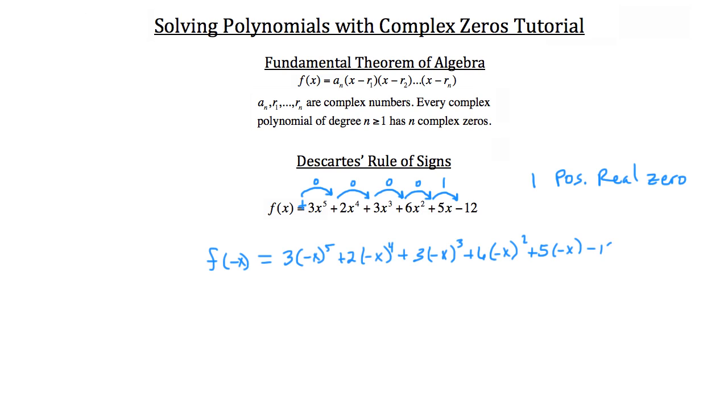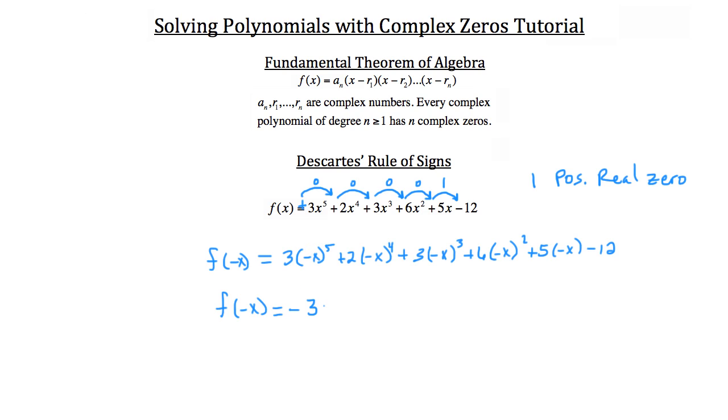minus 12. Now remember, when you're dealing with exponents to an odd degree, so in this case a 5, if the negative is being raised to that odd degree, it's going to make it negative. Because a negative times any odd number of negatives is still a negative. And a negative raised to an even degree, like 4 or 2 here, is going to be positive because any negative times an even number of negatives is going to be positive. So for the case of f of negative x, this negative x, because it's being raised to an odd number, is going to continue to be negative.